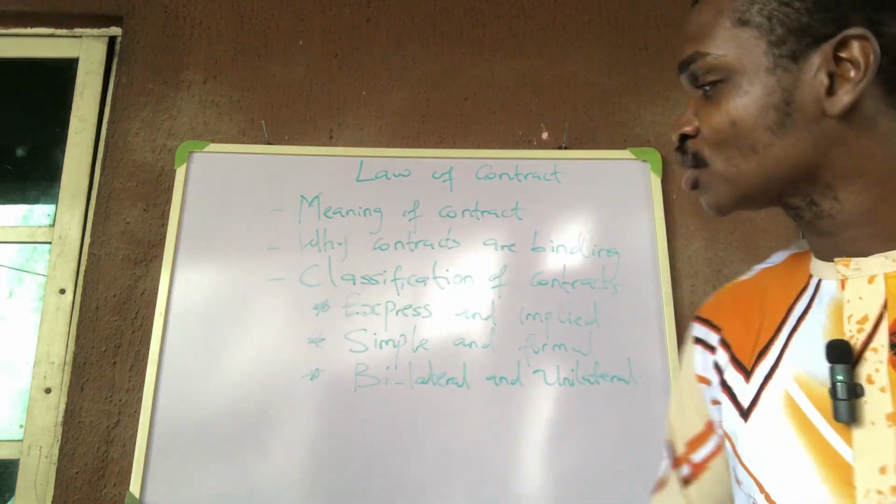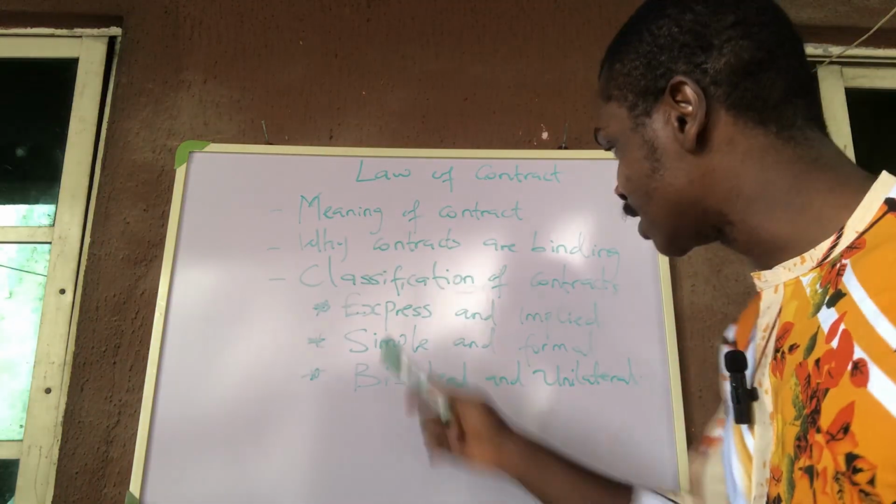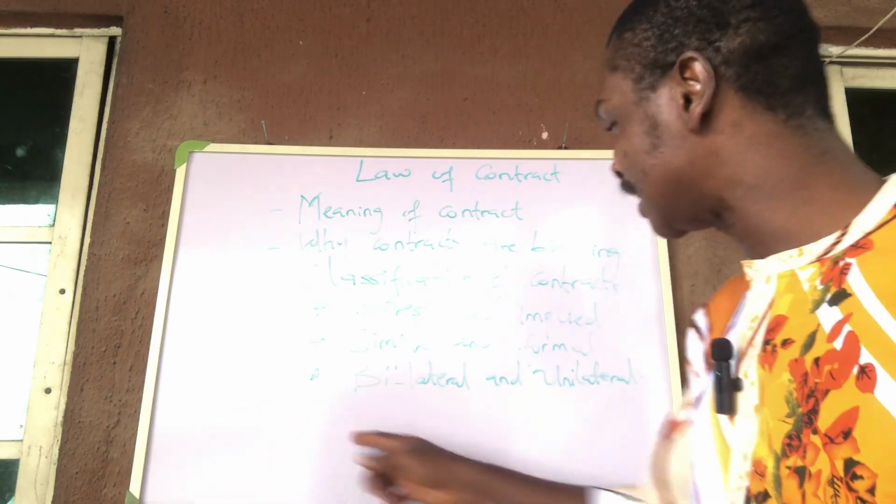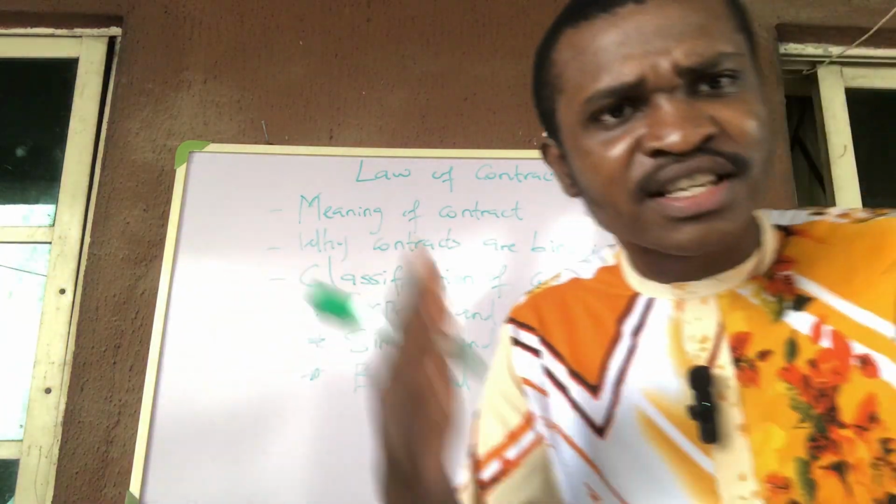And we'll look at the classification of contract under these three headings: express and implied contract, simple and formal contract, then bilateral and unilateral contract. So let's start. What is contract?